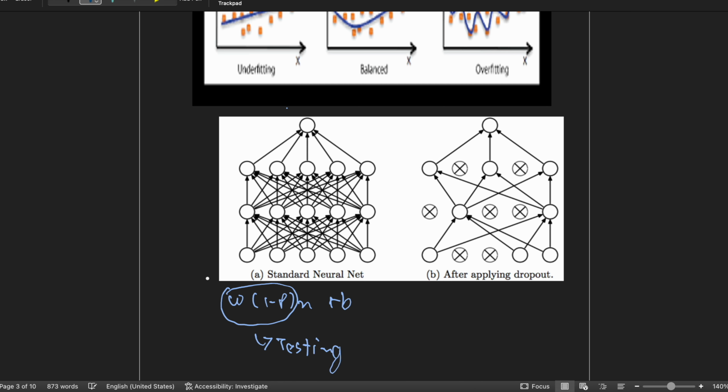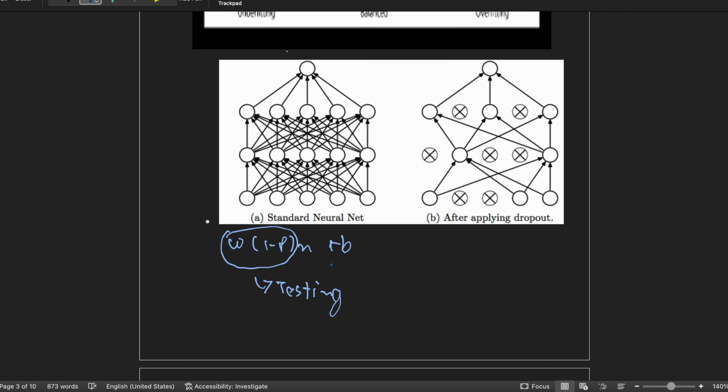We are not dropping out the layers in the testing phase. We are dropping out only in the training phase. So this you have to keep in mind.